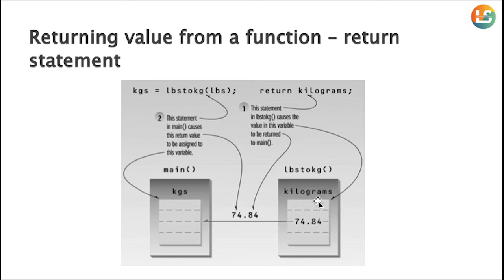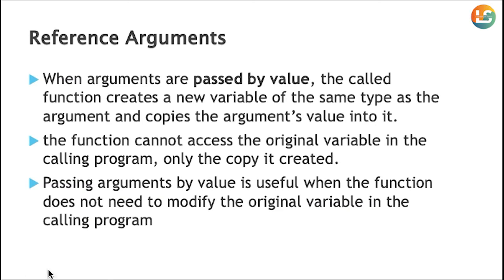When arguments are passed by value, the called function creates a new variable of the same type as the argument and copies the argument's values into it. Means from the function we are returning a value which is stored in a variable, but its values are going to be copied into a different variable in the main function. The function cannot access the original variable in the calling program, only the copy it created.